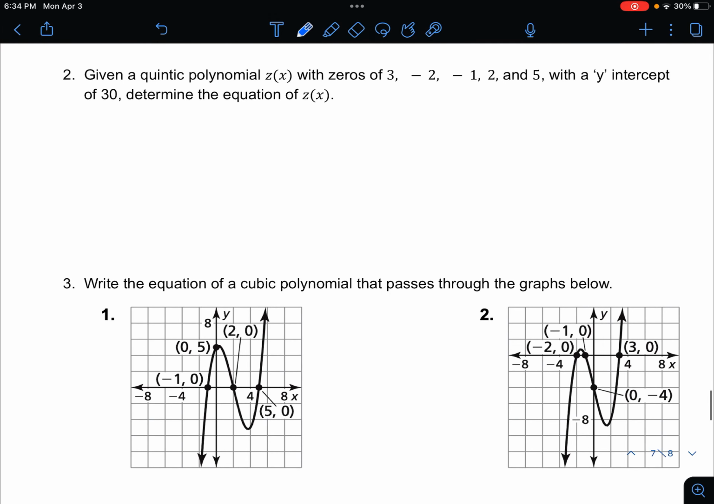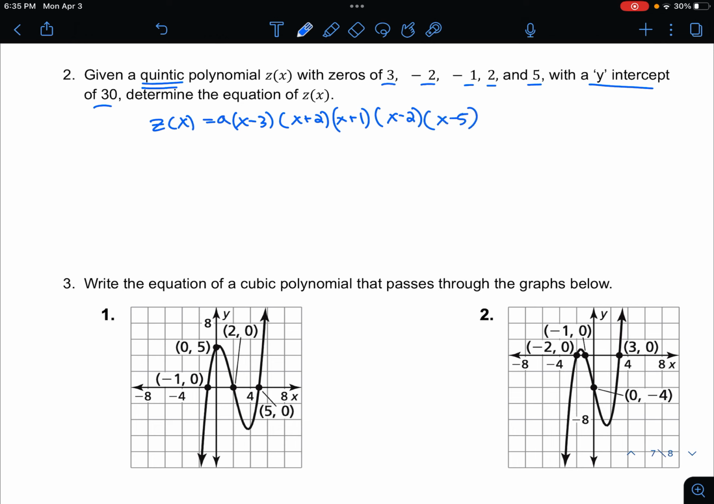All right. Let's see if I did this one right. Given a quintic polynomial, 1, 2, 3, 4, 5 zeros. Very good. Okay, so we've got our zeros. We've got a y-intercept of 30. Let's put this all together. So z of x is going to be equal to x minus 3, x plus 2, x plus 1, x minus 2, x minus 5.